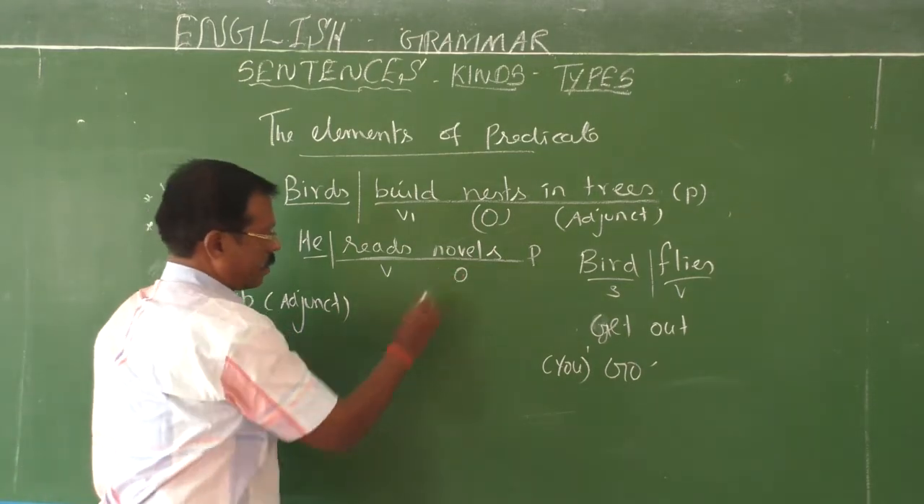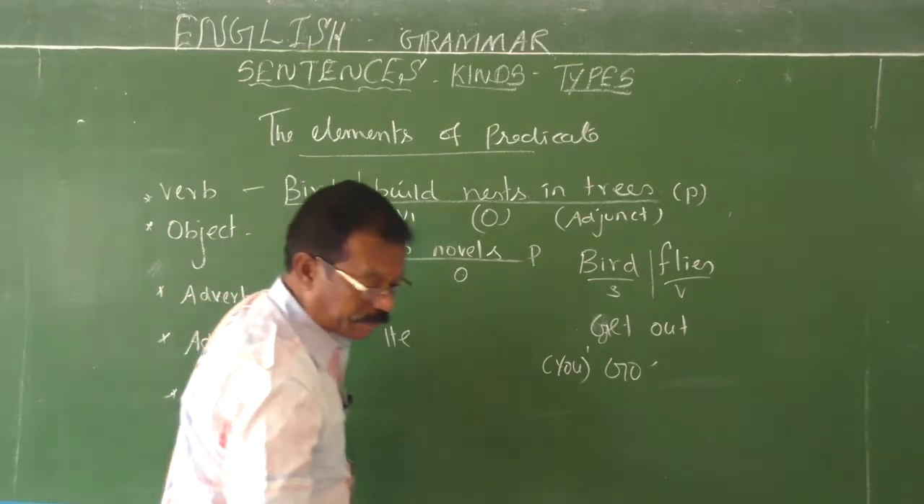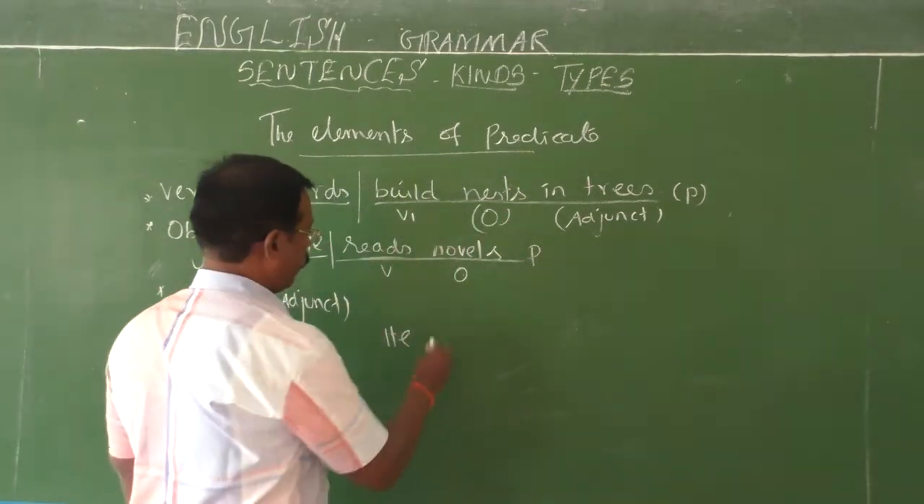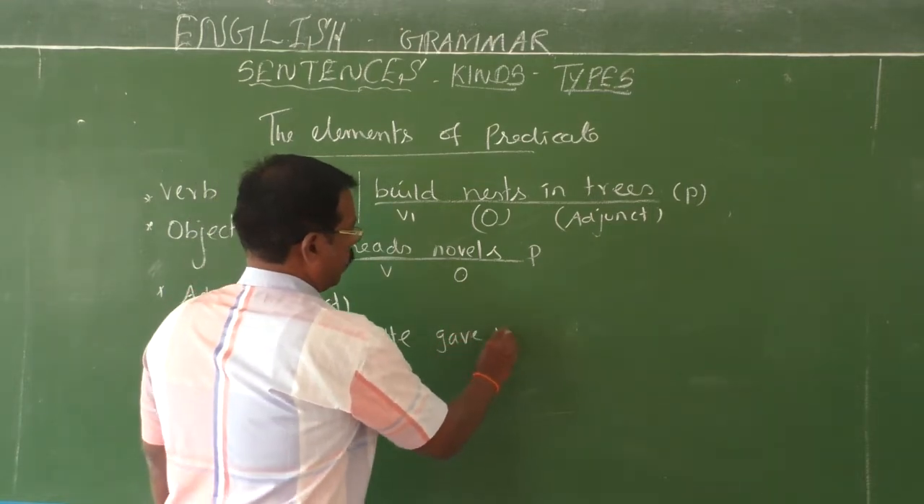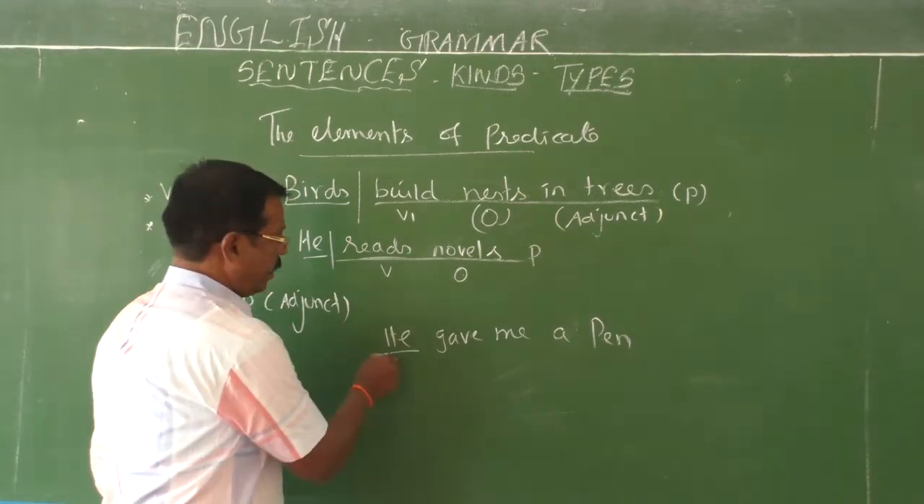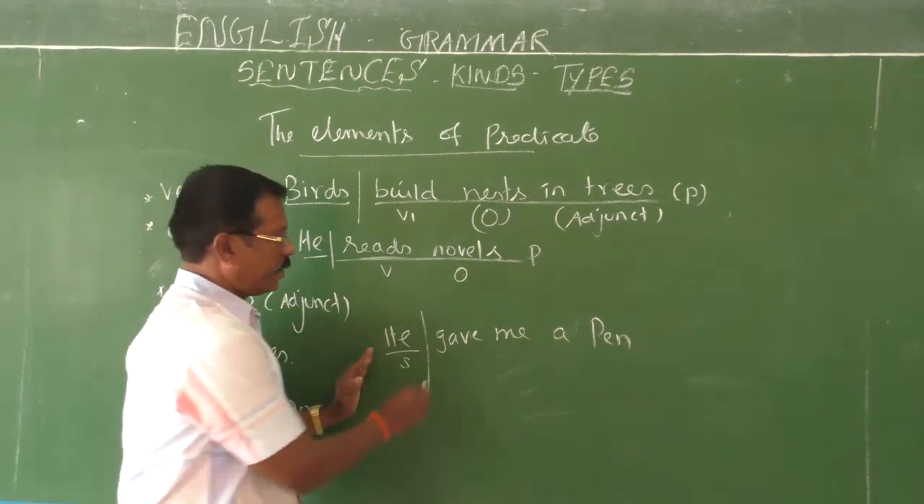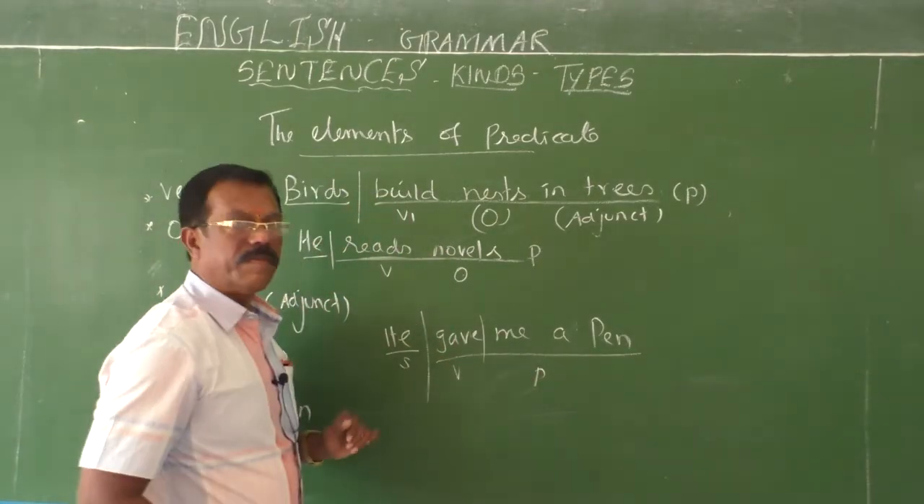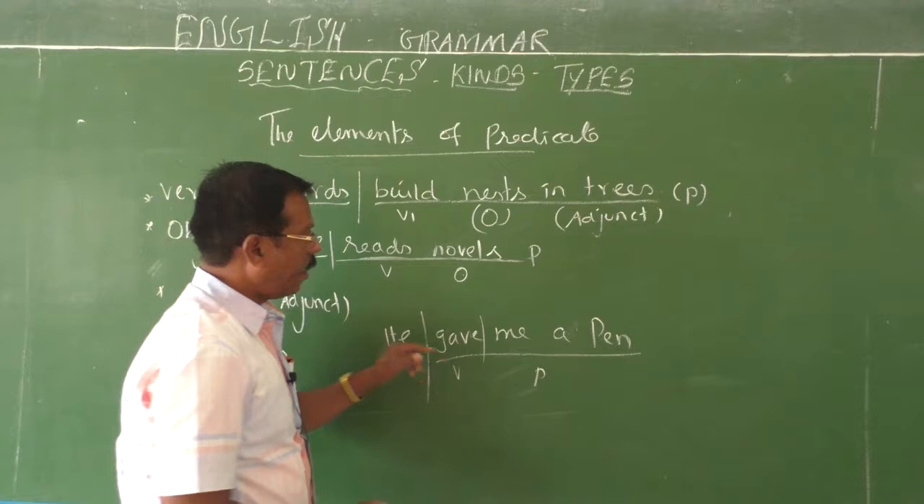See, I will give you one more example. "He gave me a pen." Look here, children. He is the subject, so a subject part. "Gave me a pen" is the predicate part. Gave is a finite verb. It is in the past form. He gave what? A pen.